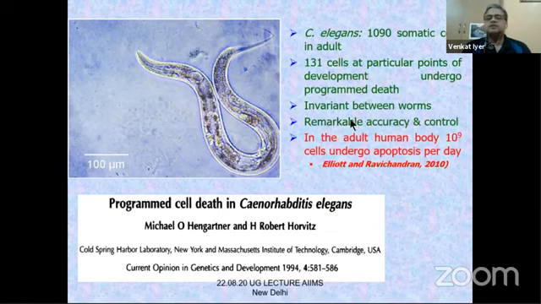But look at this. Unlike 131 cells in this worm, in the adult human body, 10 to the power 9 cells, that's about 10 billion cells, undergo apoptosis every day. Every day, these many cells are produced. Every day, these many cells are removed.